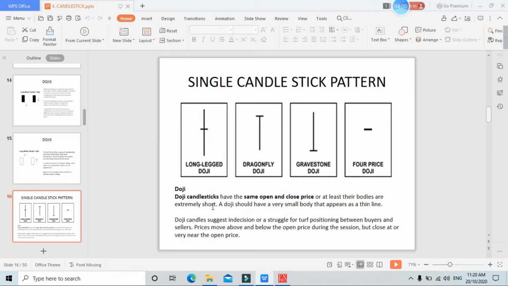At least the body is extremely short. A doji should have a very small body that appears as a thin line. The doji candles suggest indecision or struggle between the buyers and the sellers. So when you have this situation, you can't continue to buy or continue to sell, whether in an uptrend or downtrend.